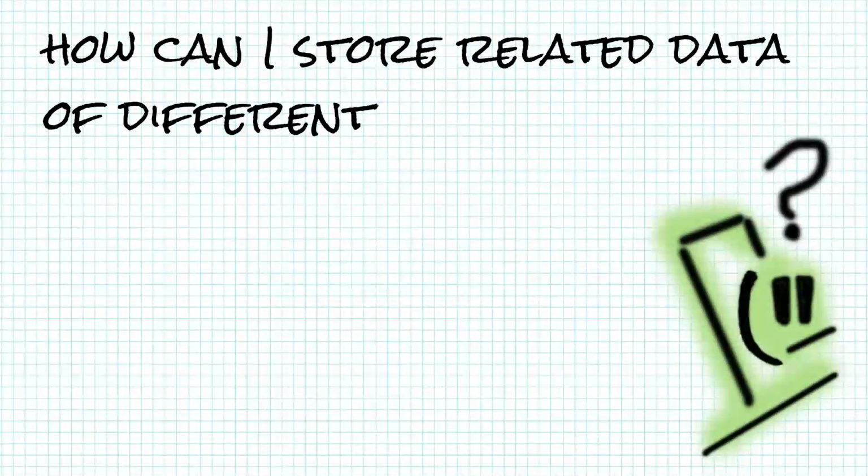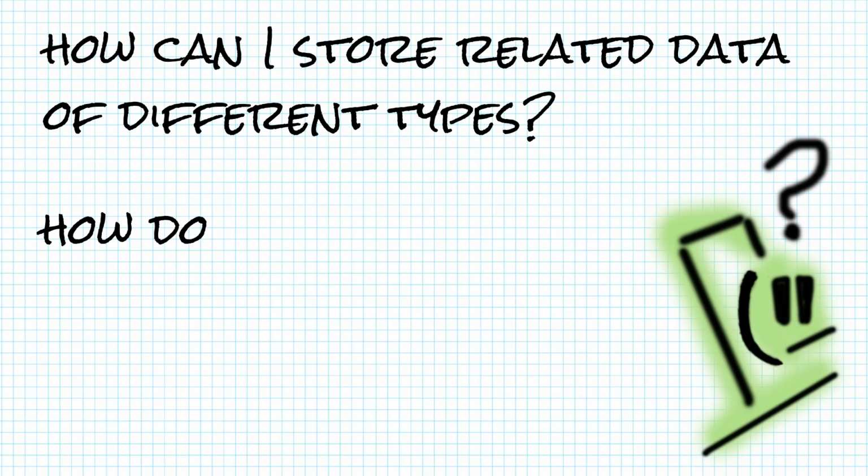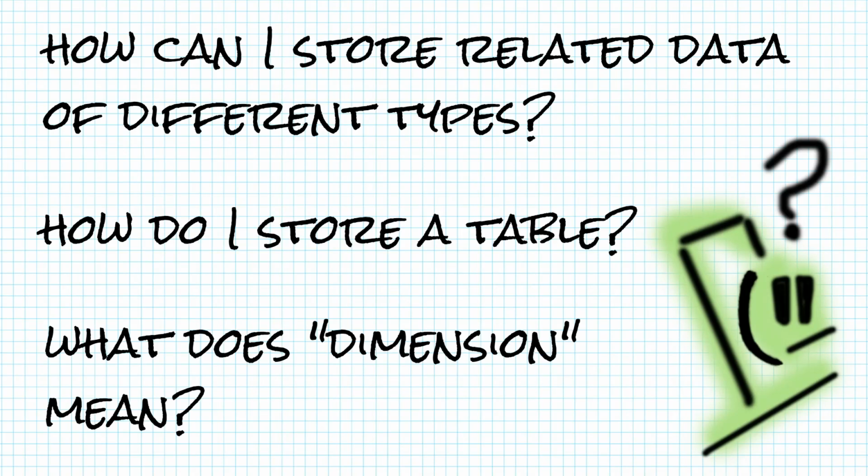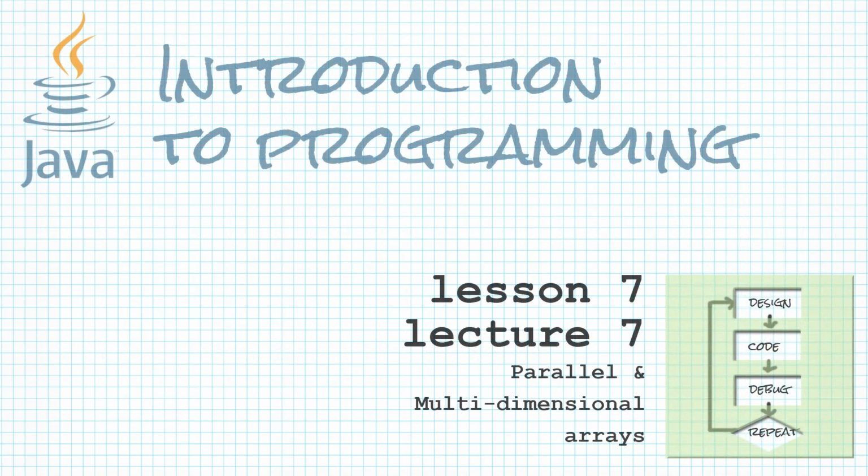How can I store related data of different types? How is a table of values stored in an array? What does dimension mean?